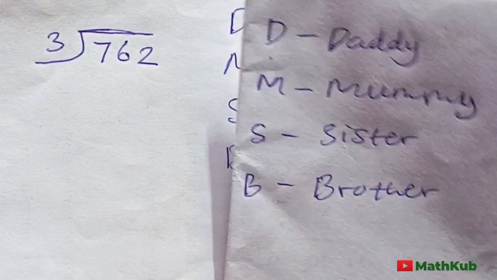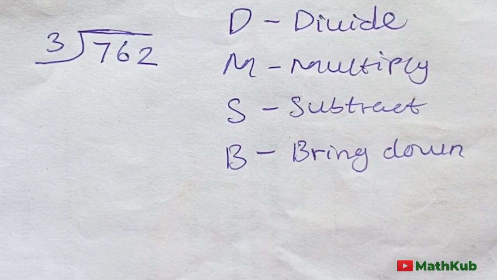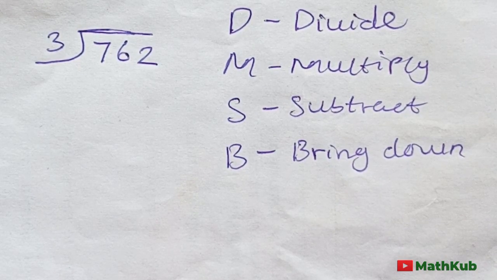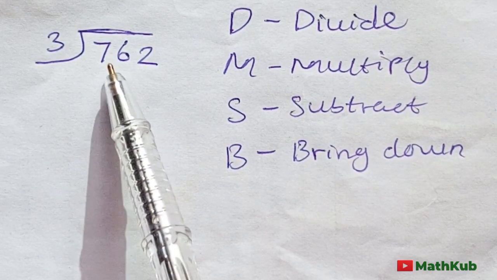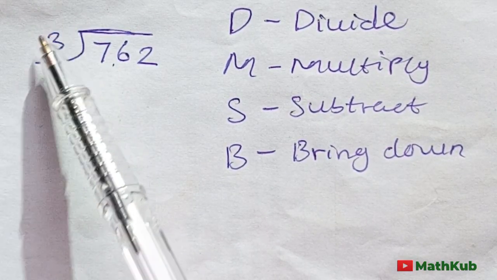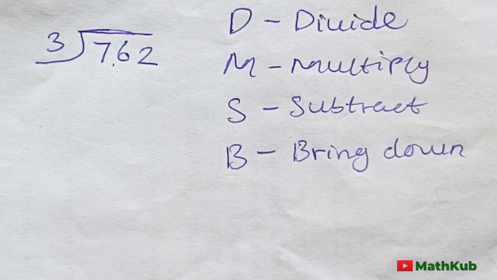So now what does daddy mean? Divide. Mommy, multiply. Sister, you subtract. Brother, bring it down. All right, so let's start. First you divide. What are you dividing? The first digit, which is 7. 7 divided by 3 is what?